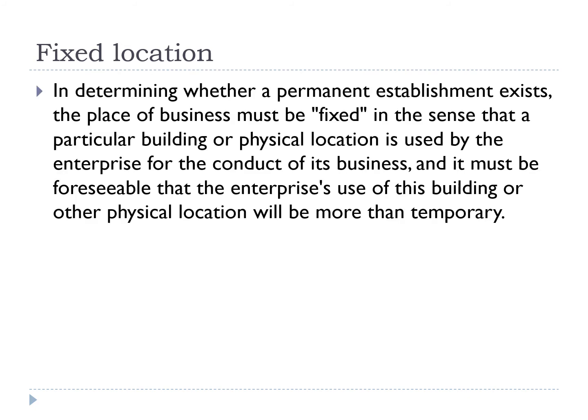One requirement for a permanent establishment, other than a permanent establishment created by a dependent agent, is a fixed place of business through which a business is carried on. In determining whether a permanent establishment exists, the place of business must be fixed in the sense that a particular building or physical location is used by the enterprise for the conduct of its business, and it must be foreseeable that the enterprise's use of this building or other physical location will be more than temporary.